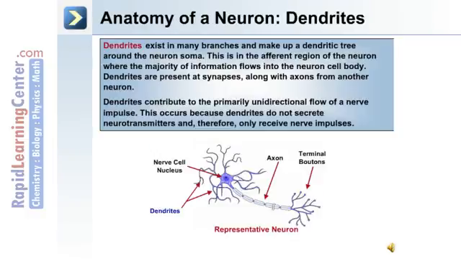The dendrites of a neuron make up a dendritic tree around the soma. This is the afferent region where the majority of information flows into the neuron cell body. Dendrites are present at synapses, along with axons from another neuron. Dendrites contribute to the primary unidirectional flow of a nerve impulse. This occurs because dendrites do not secrete neurotransmitters, and therefore they can only receive nerve impulses.